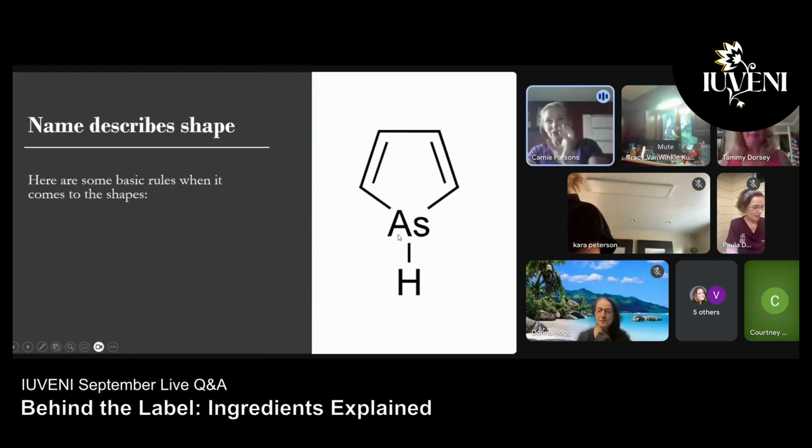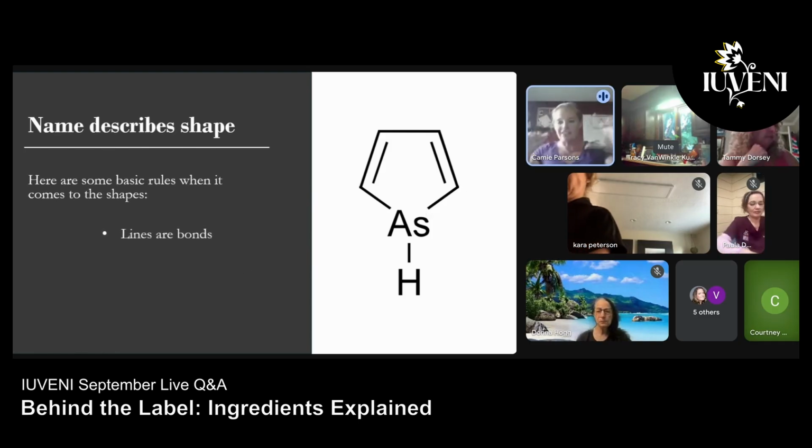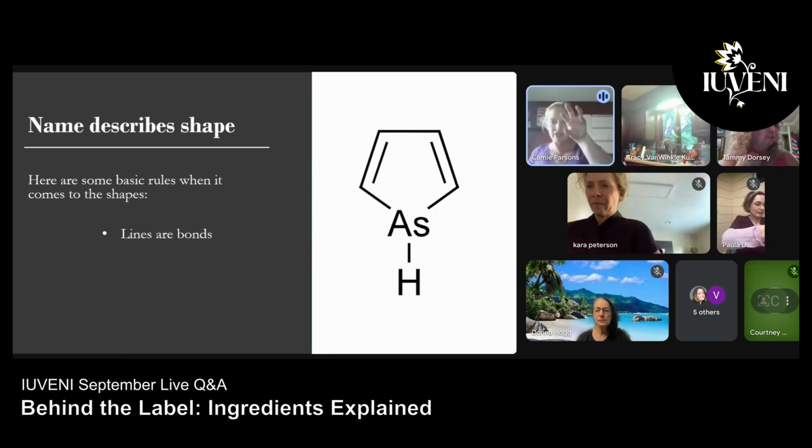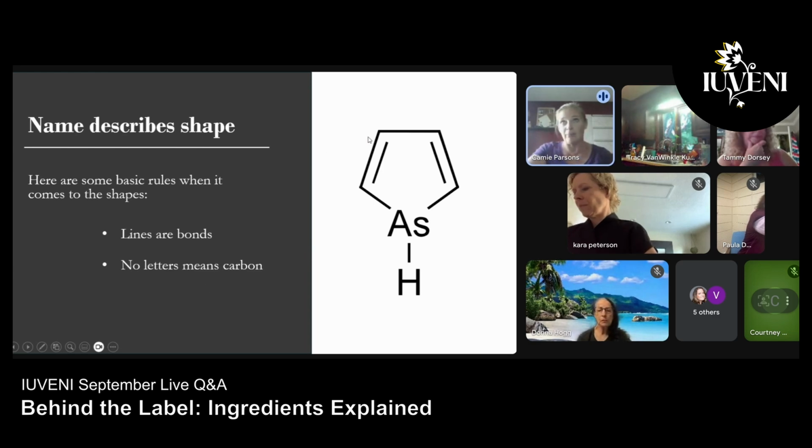Basic rules when it comes to the shape. So when you look at the shape, what does that mean? First thing, lines are bonds. That's the most important thing. You can't change the atom. The only thing you can change is the bond. So you need to know what the bonds are. No letters at a bond means it's carbon. That's because chemists are lazy and we're just going to make it as easy as possible. This means that there's a carbon on this end and a carbon on this end, and there's two bonds in between those carbons. That's just what it means.